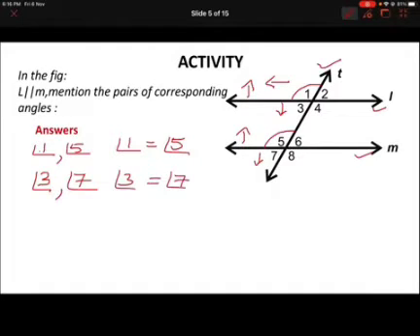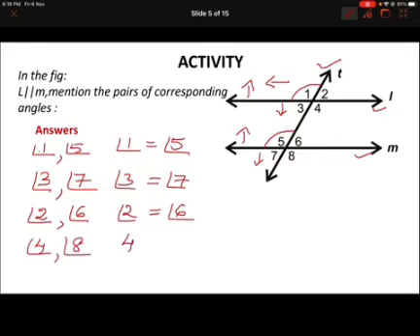Do you agree? Yes, by now you might have written in your books the other two pairs of corresponding angles, that is angle 2, angle 6. So, angle 2 equals angle 6. What is the next pair? Angle 4 and angle 8. I hope you are following. Angle 4 is equal to angle 8. Clear, children? Okay. So, that's how you identify corresponding angles.